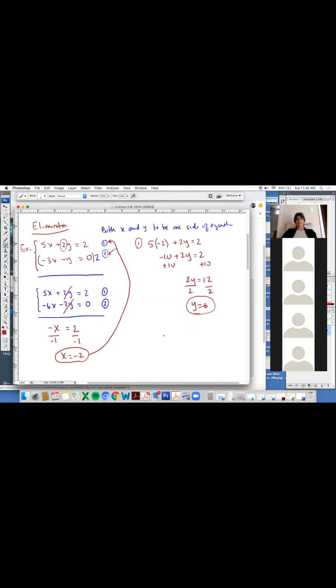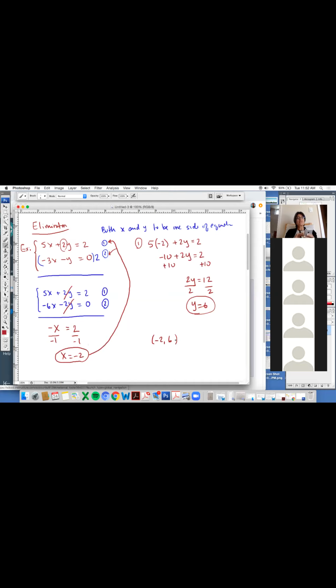Okay. So I took that -2 and just went back to the first equation, and solving got me what y was. And so my solution at the end is -2 and 6. All right, so this is the elimination process. This is called solving by elimination. Sometimes it's called solving by multiplication.